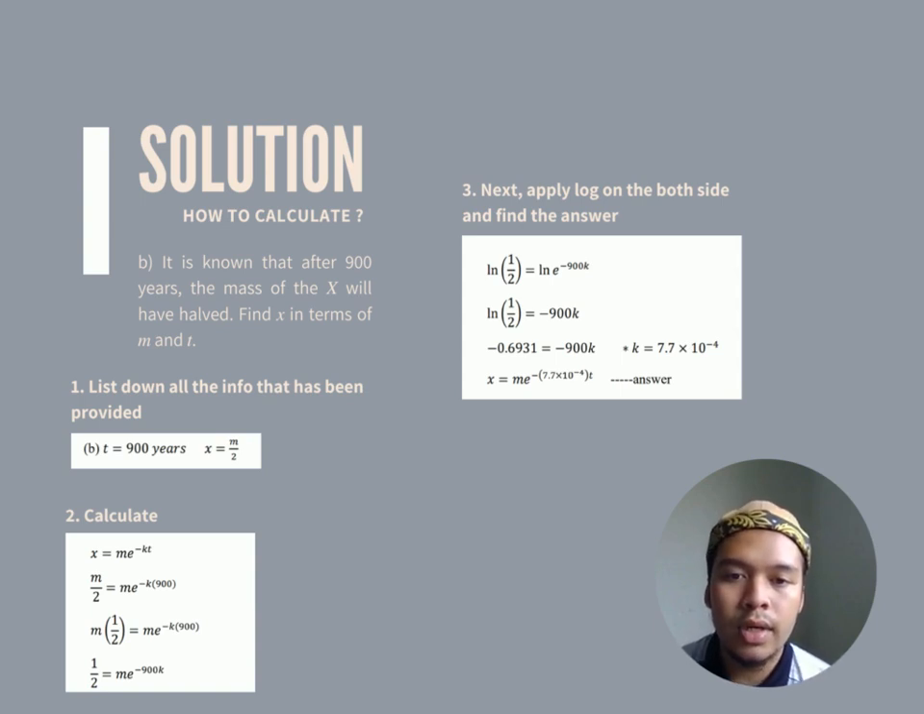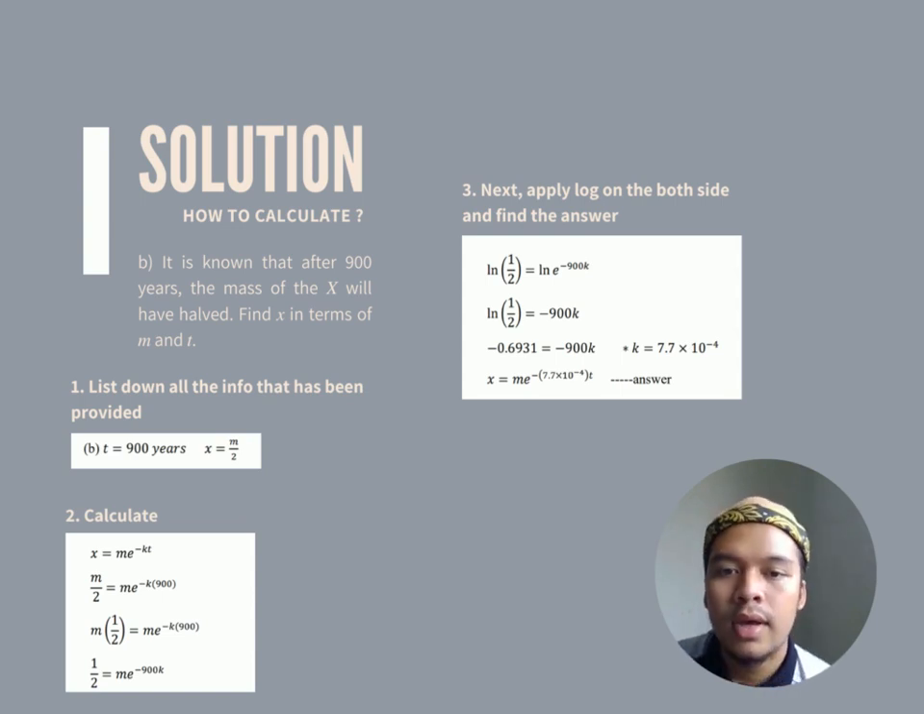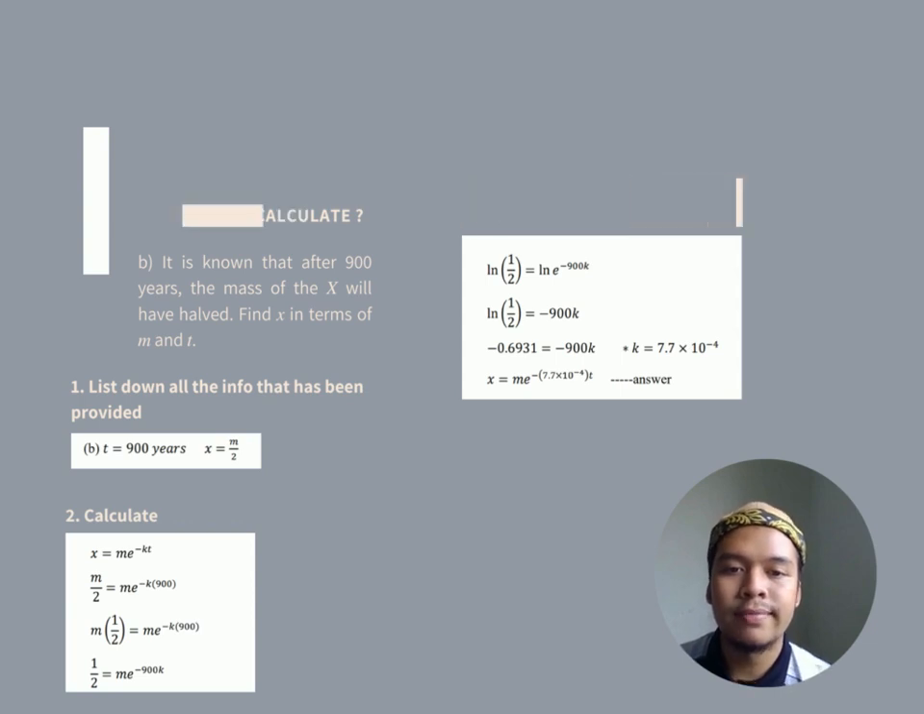And we include the value of K, which is 7.7 multiplied by 10 to the power of negative 4. And the final answer will be X equal to M exponent power of negative 7.7 multiplied by 10 to the power of negative 4 T.